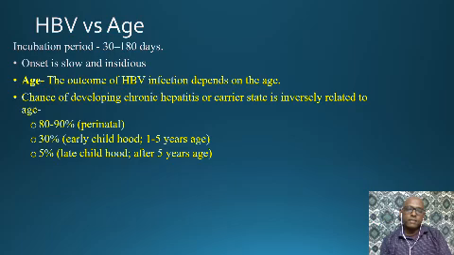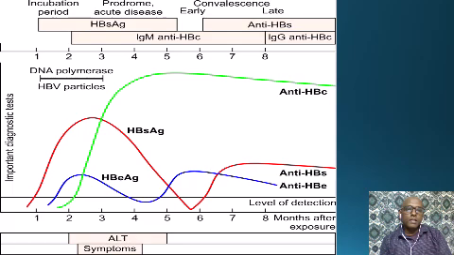The onset is slow and insidious when you see HBV, and the chance of developing chronic hepatitis or carrier state is inversely related to the age. So in perinatal age group, around 80 to 90% of perinatal infection can lead to chronic infection. There are certain markers, as I said. The first markers to rise are HBsAg and HBeAg. Later, we can demonstrate anti-HBc antibodies as well as anti-HBs and anti-HBe antibodies.